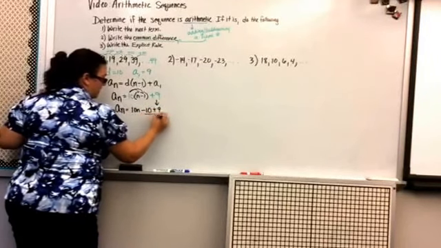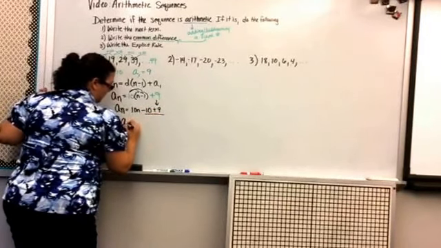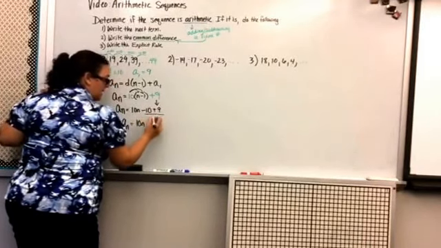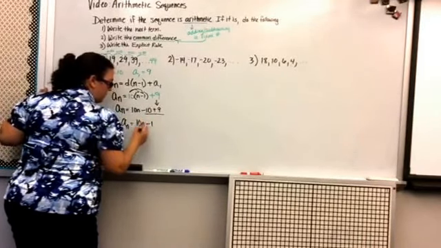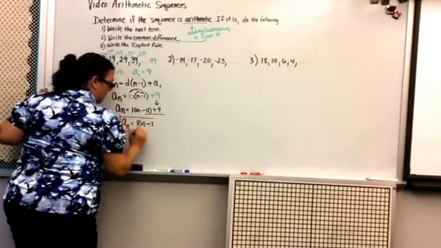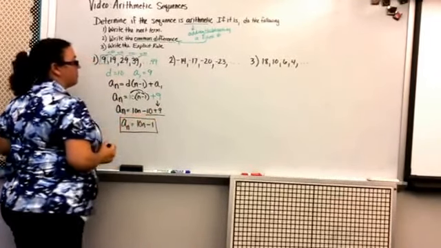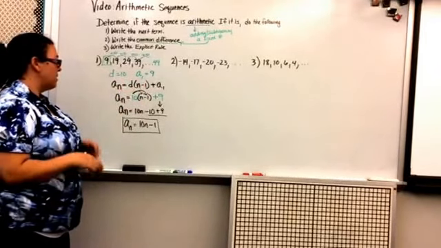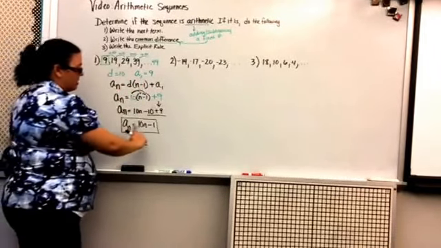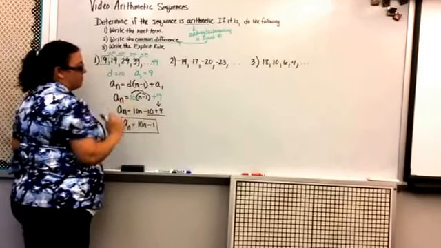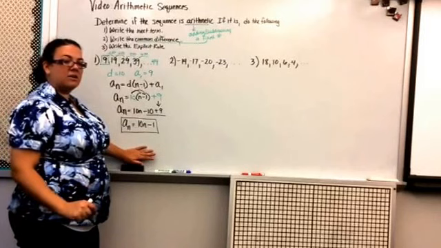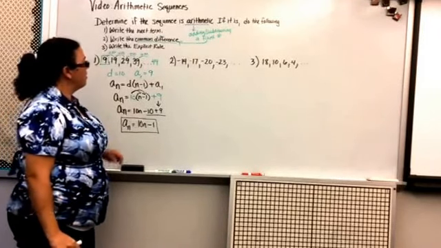I'm going to combine my like terms, so I've got a sub n equals 10n, and negative 10 plus 9 is negative 1. So our explicit rule is a sub n equals 10n minus 1. So if I wanted to find any number down the sequence, I could say, let's find the 75th term. I'm going to do 10 times 75 minus 1. So this is a general rule that will help us find any term in the sequence.